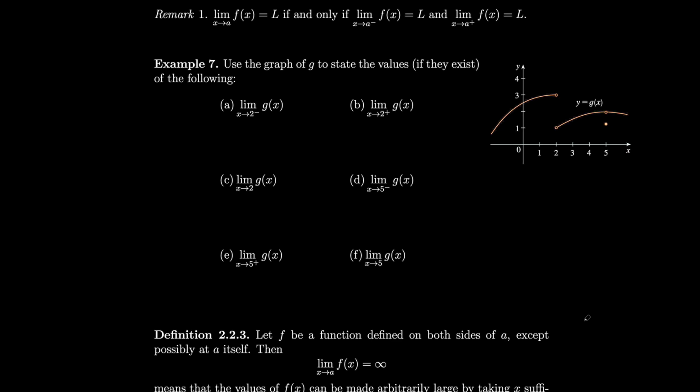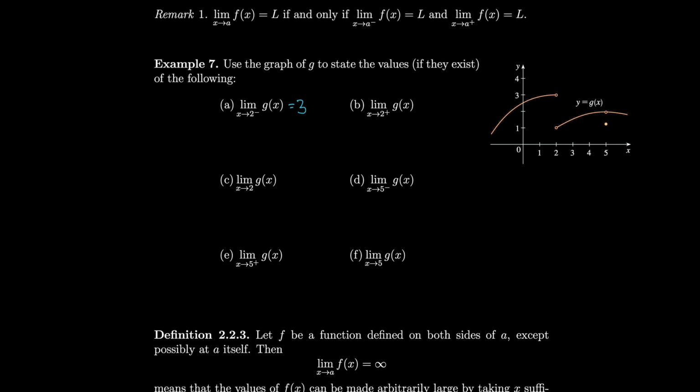Let's use the graph of g to state the values, if they exist, of the following. First, the limit of g of x as x approaches 2 from the left. So we come in from the left. We're coming in from the left along g. We're going closer and closer to 2. You can see that we're approaching the value of 3 from the left. So this thing equals 3.